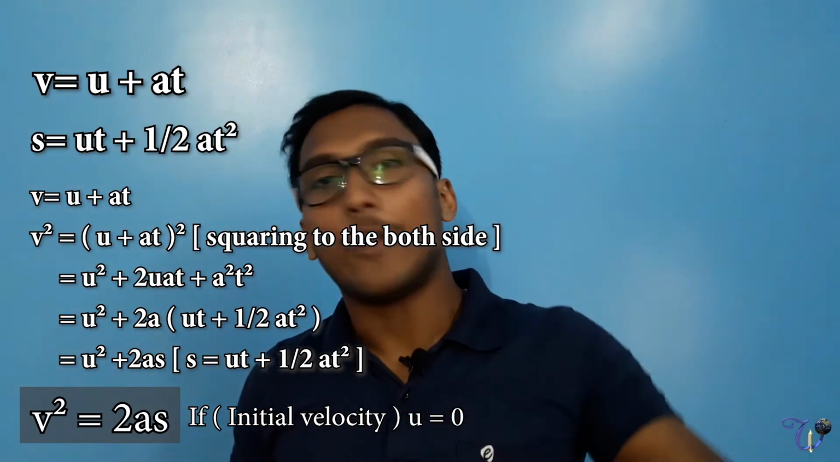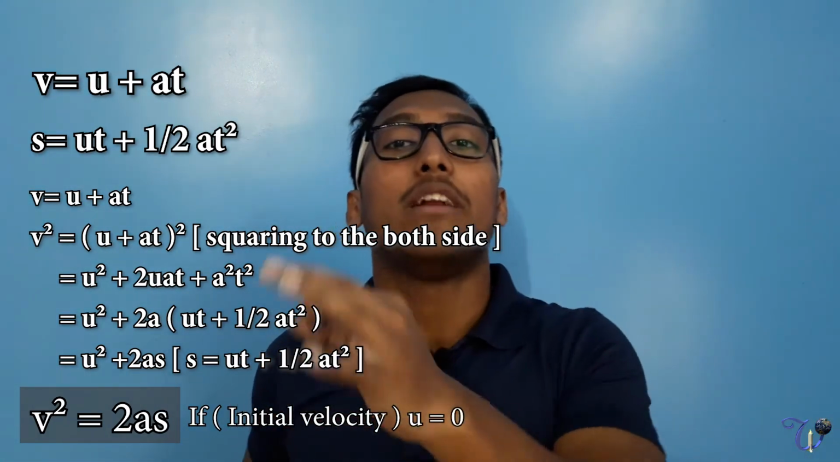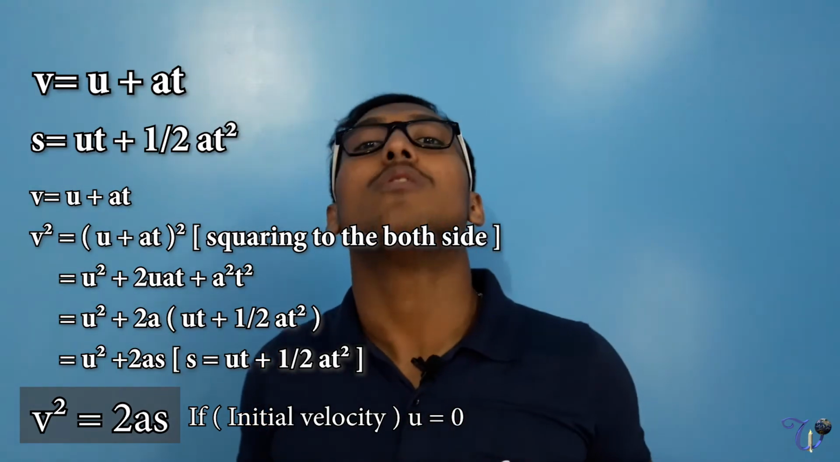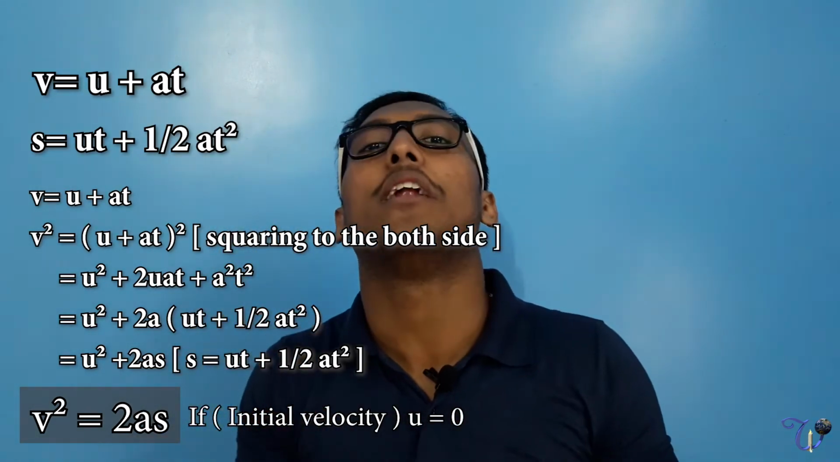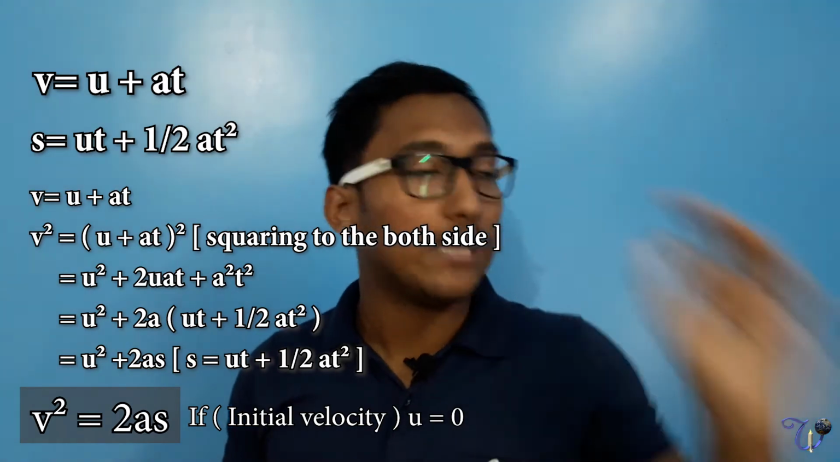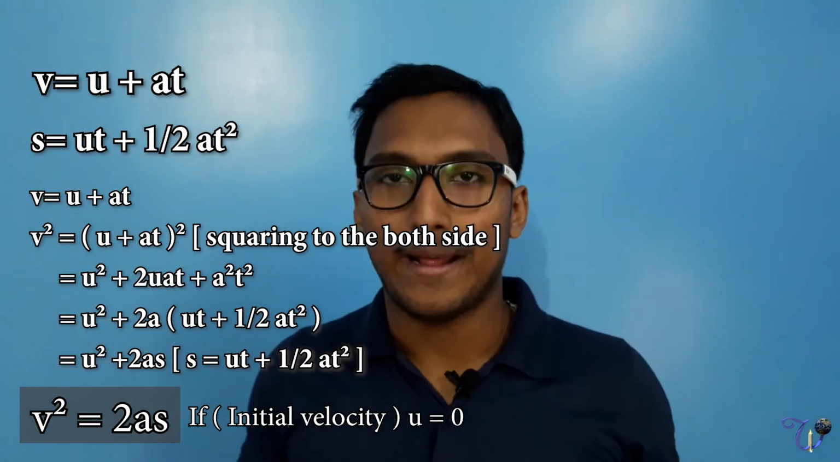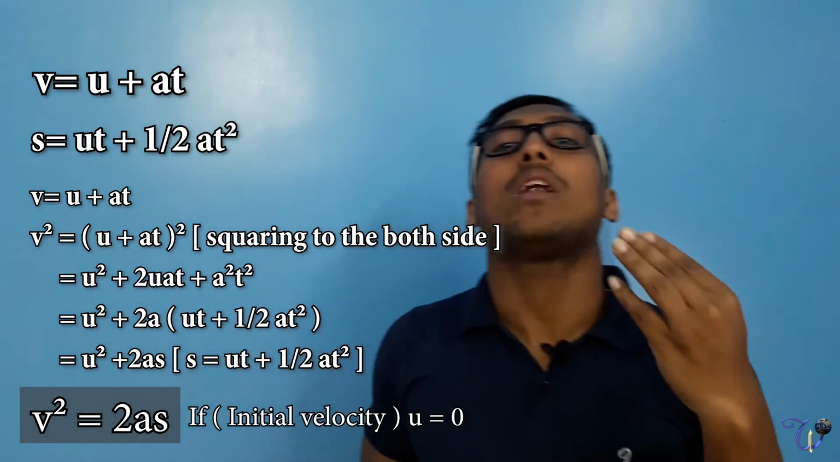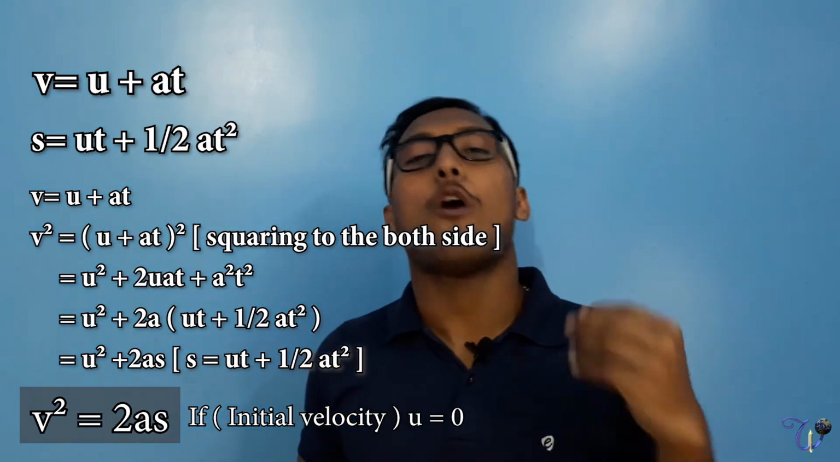In the previous equation it was the same: s equals ut plus half of at square. If your initial velocity was 0, that means if u equals 0, you can directly write s equals half of at square. Right? So now let me tell you what is the significance, or what is the utilization, of these three equations.